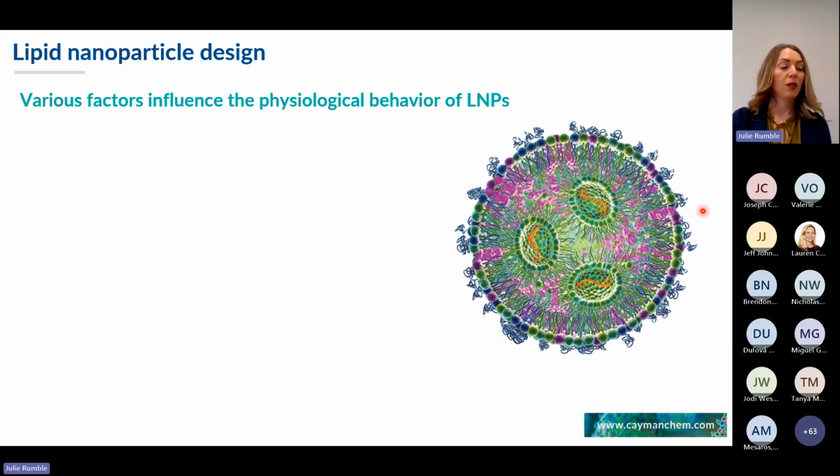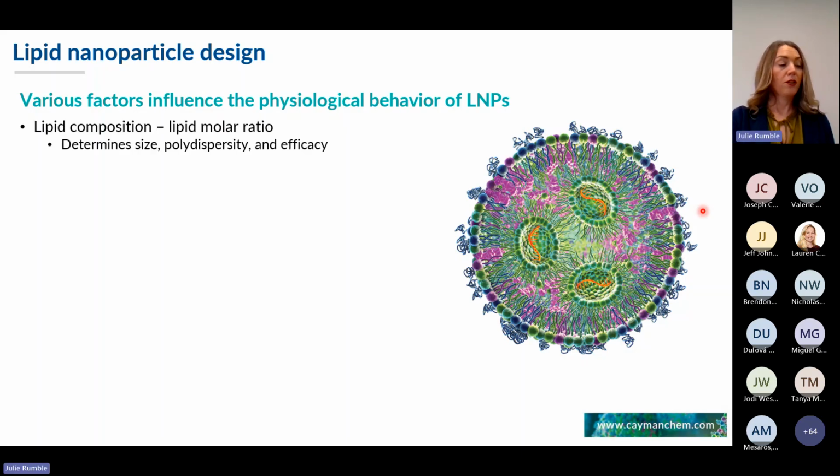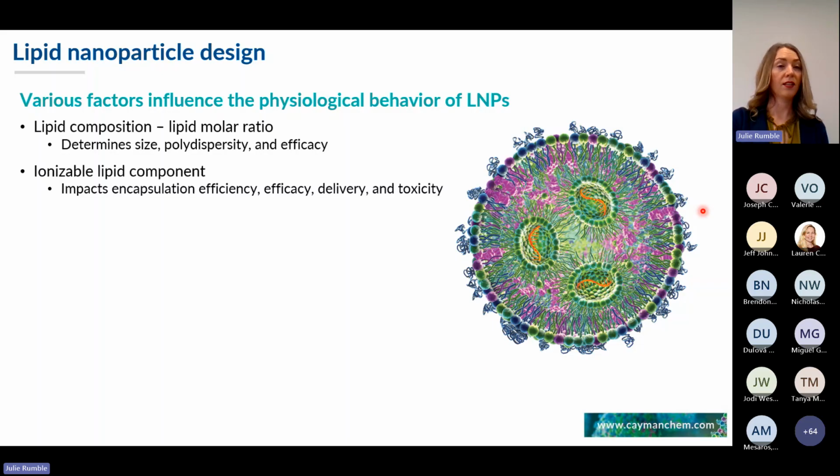Designing effective lipid nanoparticles involves a number of critical factors to ensure optimal encapsulation, stability, cellular uptake, and targeted delivery of the therapeutic payload. First, one must decide which lipids to use and their ratio. This determines particle size, polydispersity, and efficacy. The ionizable lipid component is specifically important. This lipid plays a key role in encapsulating and delivering the cargo. It also needs to be carefully designed to be metabolized and prevent toxic side effects.